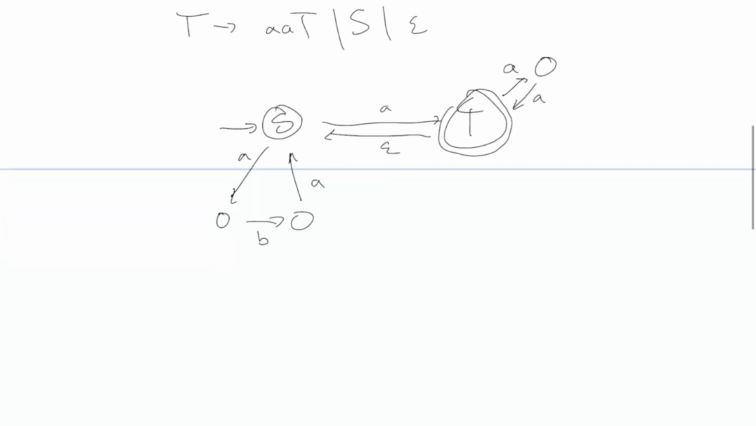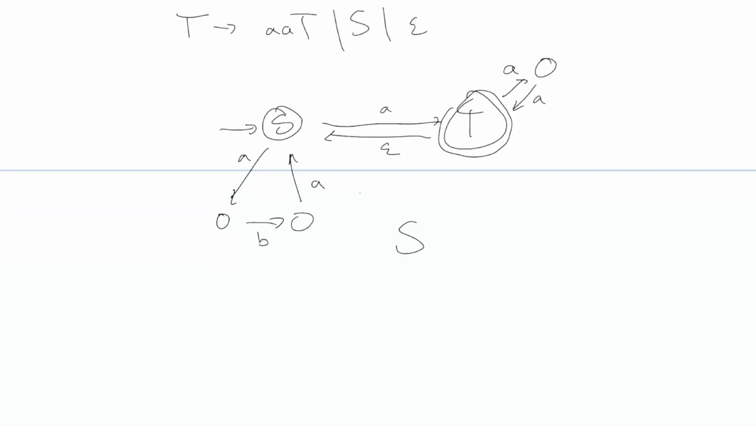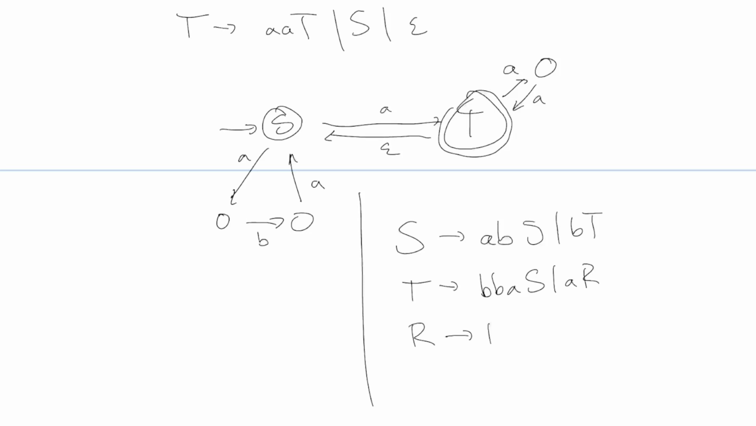This is not really hard if you know what's going on. How about this one here? You make this into an NFA. S goes to ABS or BT. T goes to BBAS or AR. R goes to just BS or ABT or little b. You have to think about that one on your own. What to do with this little b.